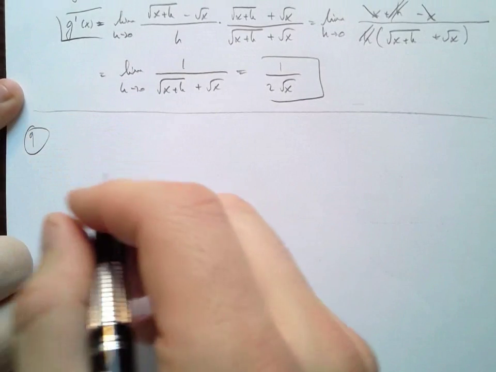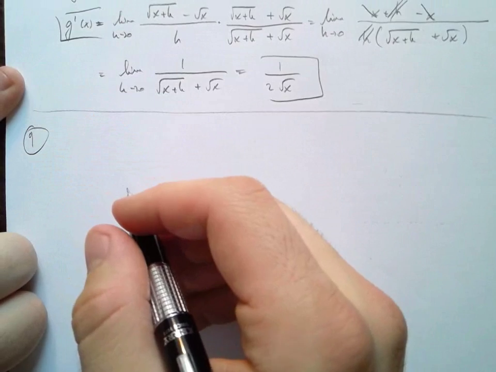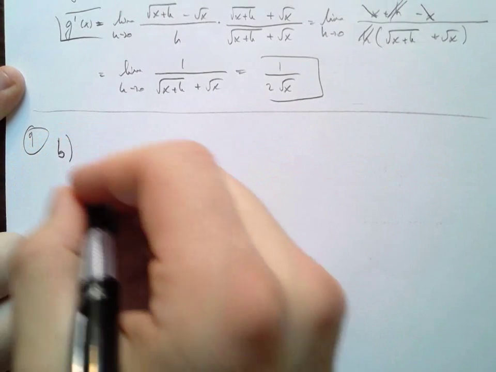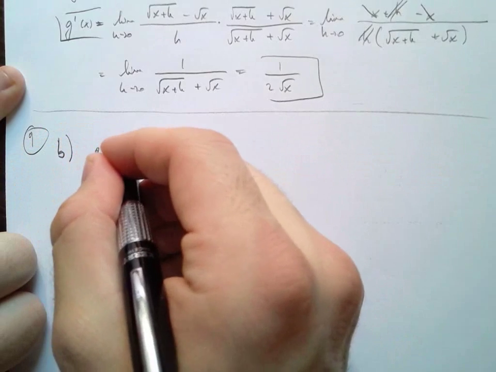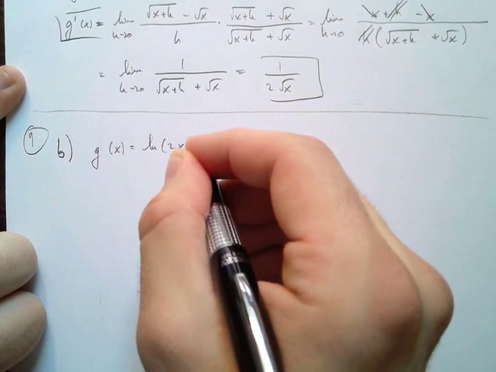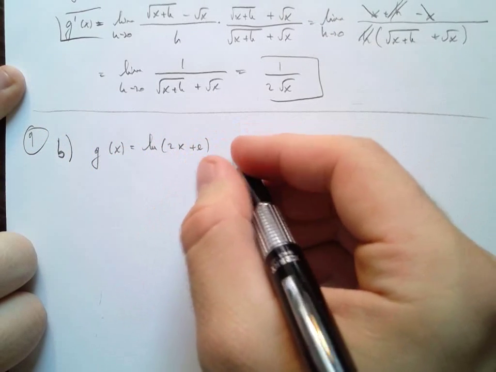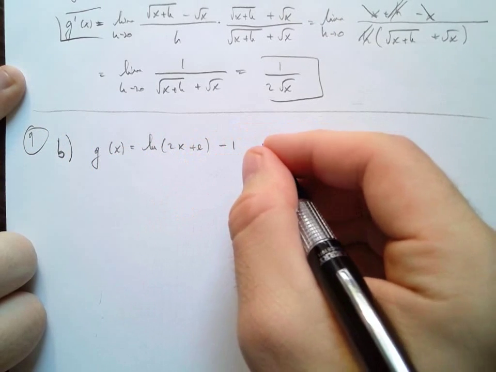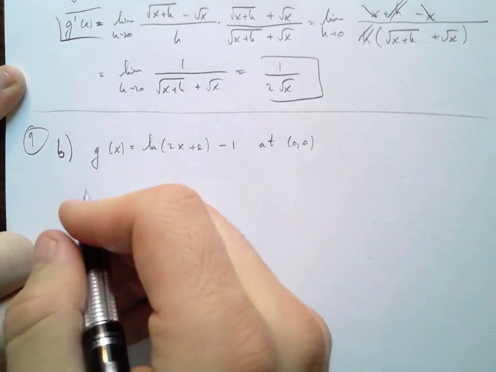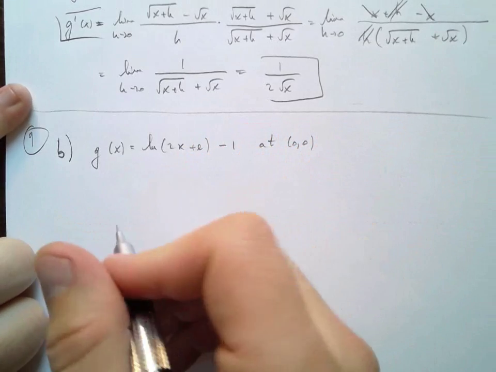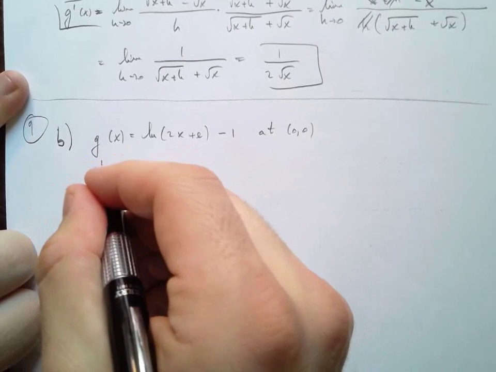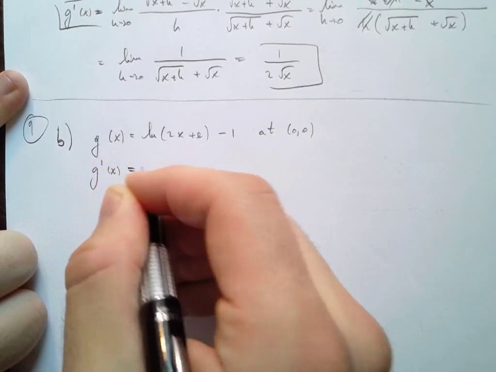Problem 9 has us just find tangent lines, and I'll do part b as an example. I'm looking at g of x, which is ln of 2x plus e minus 1, and I want the tangent line at the point 0, comma 0. Of course, to find the equation of a tangent line, I need to take the derivative first so that I can get my slope.